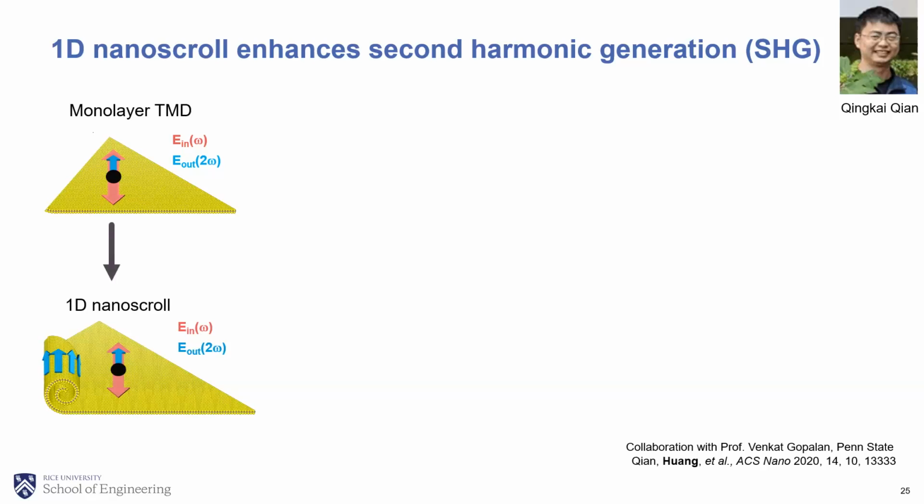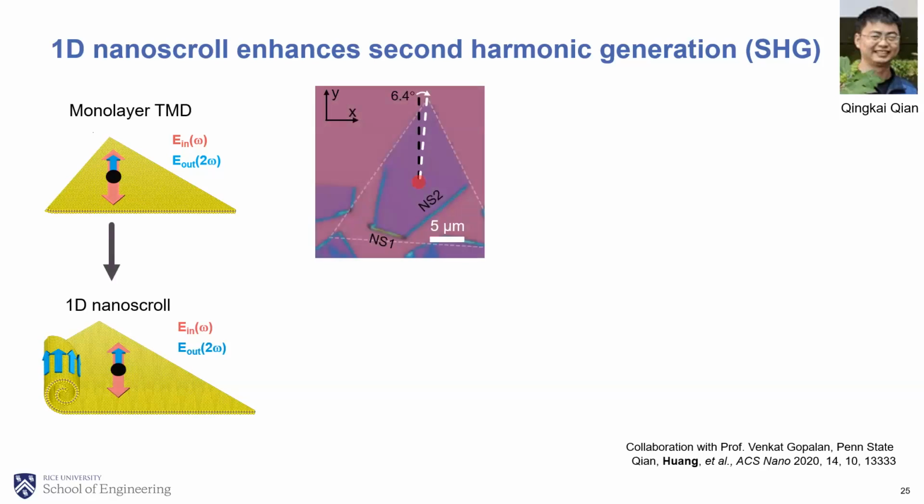We can just roll it up. If we form this 1D nanoscroll, the second order amplitudes will superpose with each other in this nanoscroll, and the overall SHG intensity will be very strong. Next slide. So in our experiments, we fabricated this 1D nanoscroll using a solvent evaporation process. You can see in this plot, in the center there is MoS2 monolayer, but at the edge, you can see there are 1D nanoscrolls. Next slide.